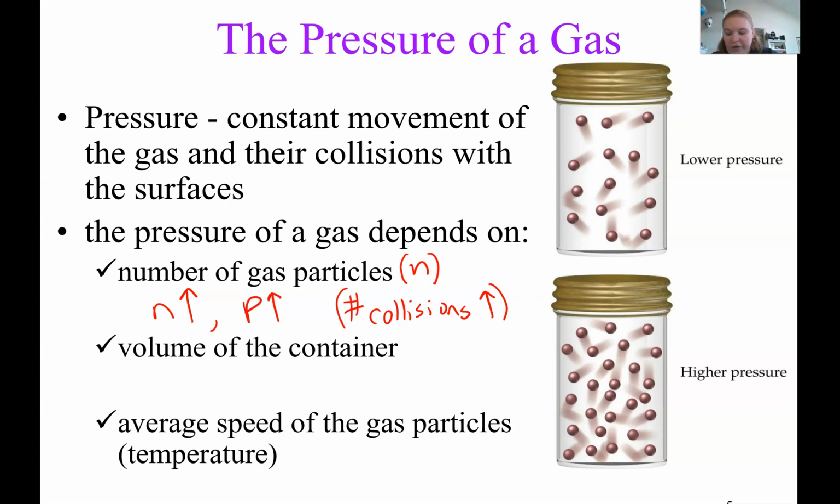The second one is the volume of the container. So if we increase the volume of the container, the pressure is going to go down because there's going to be less collisions. So again, if we think about this like all of us in a room and we're all walking around, if all of a sudden our room got twice as big, we would run into each other less because there's more space for us to spread out.